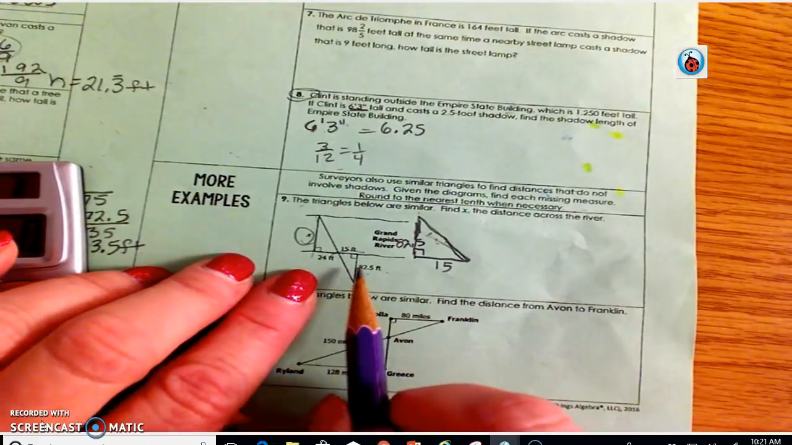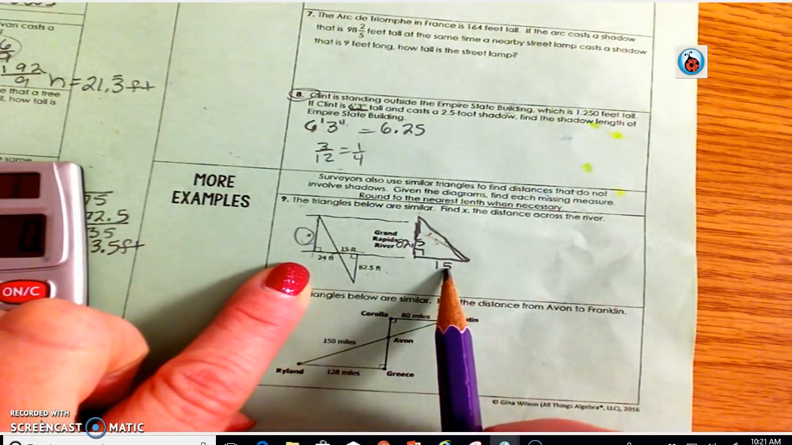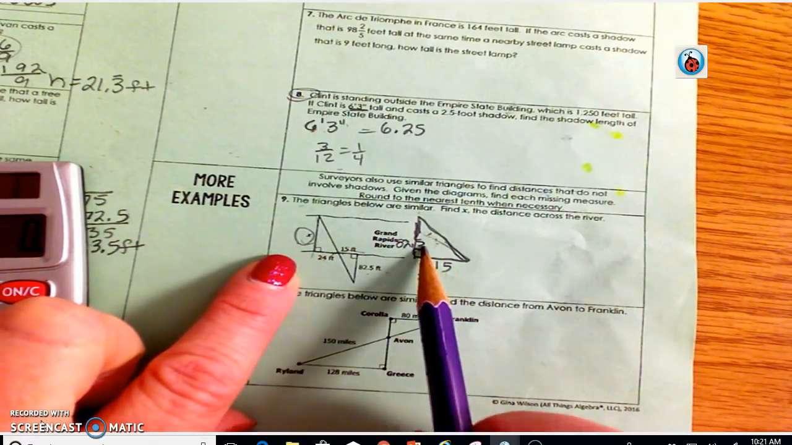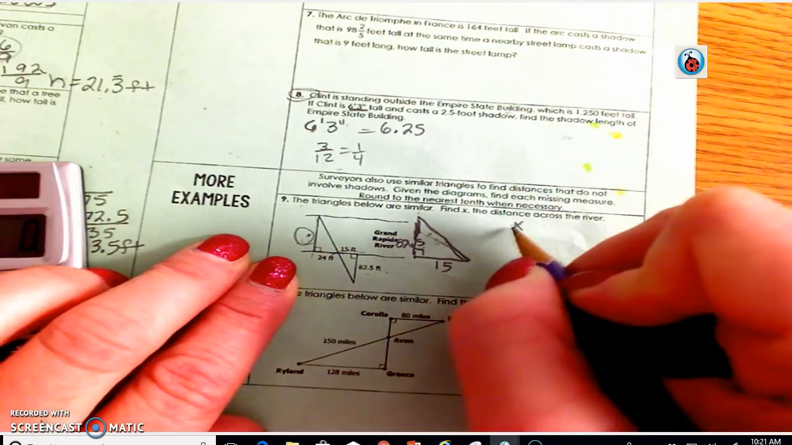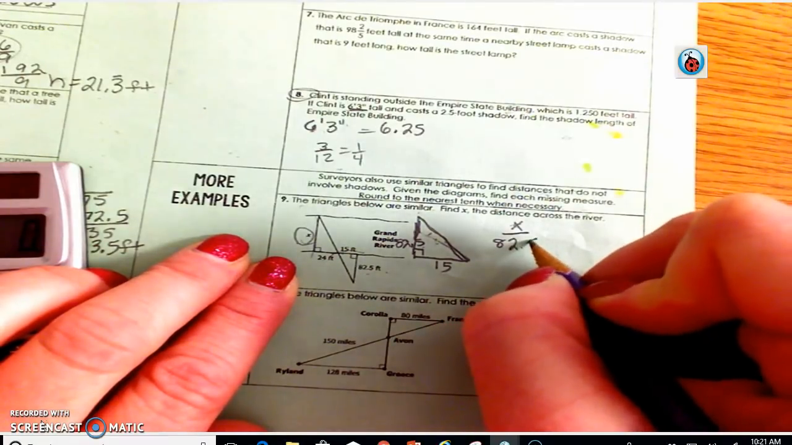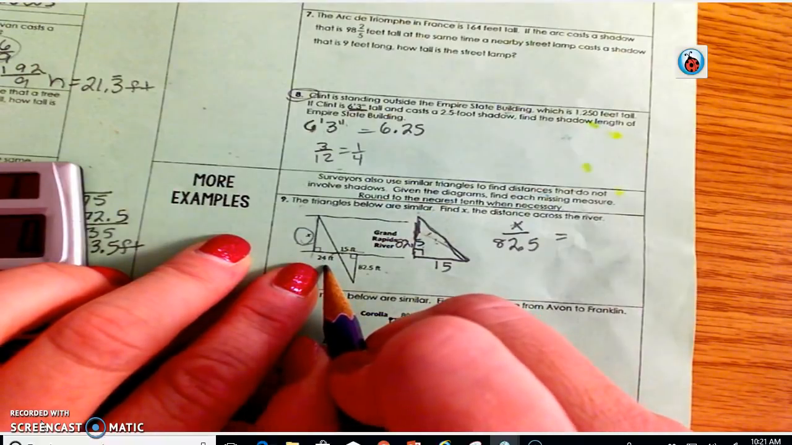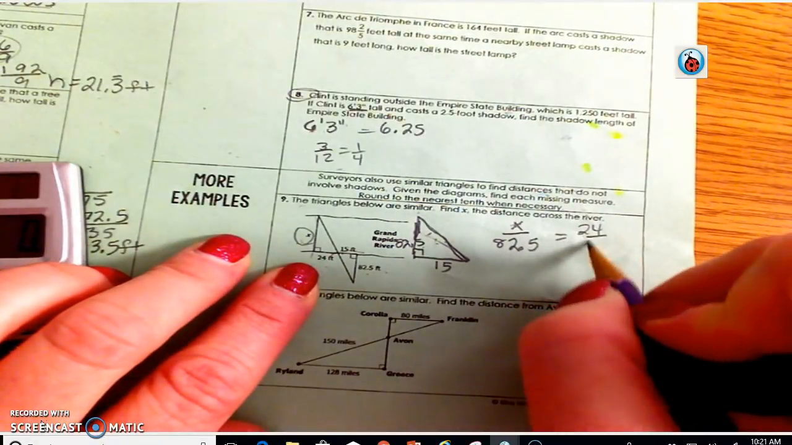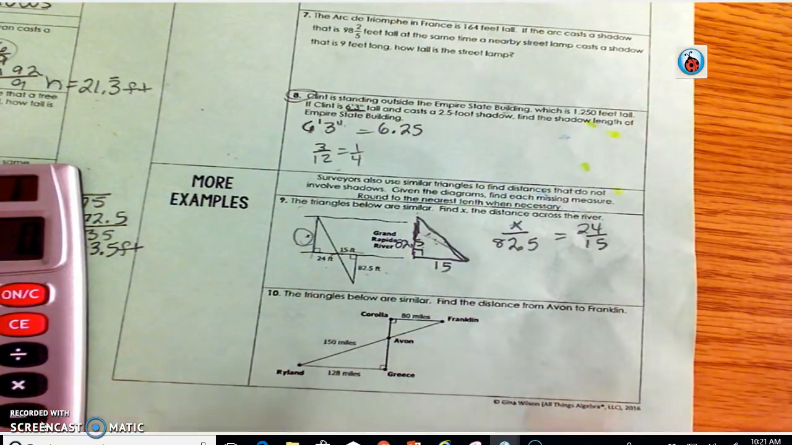So with this, now we can match up 24 and 15 correspond, x and 82.5 correspond. So x over 82.5 equals, and then 24 corresponds to 15. Cross multiply and divide. I will let you finish that.